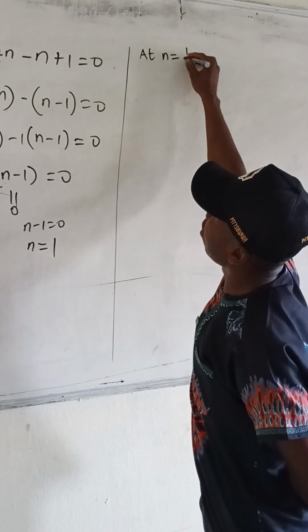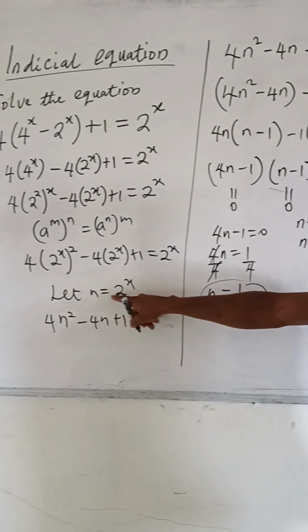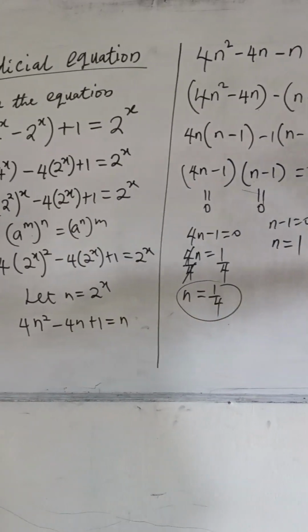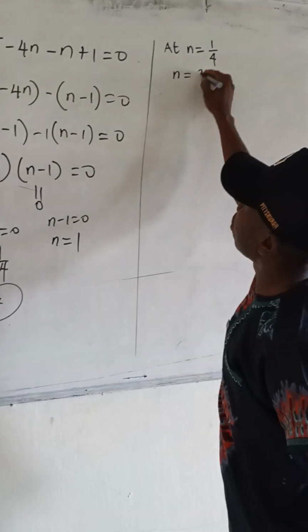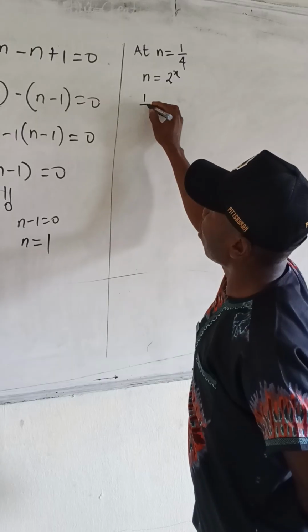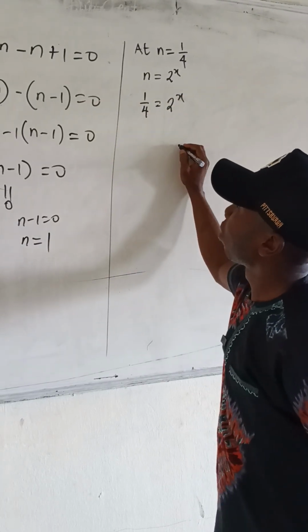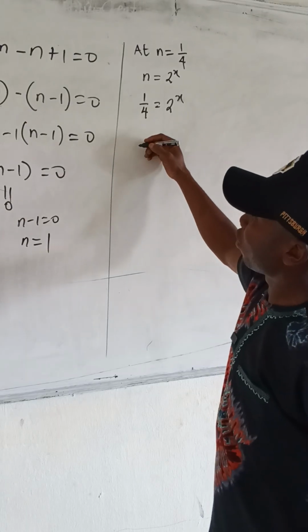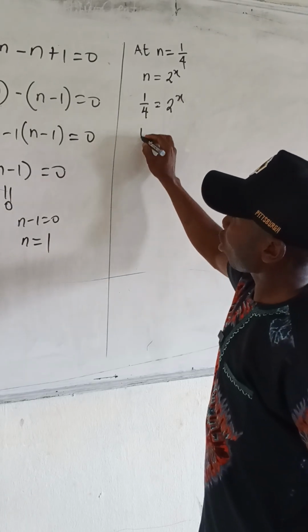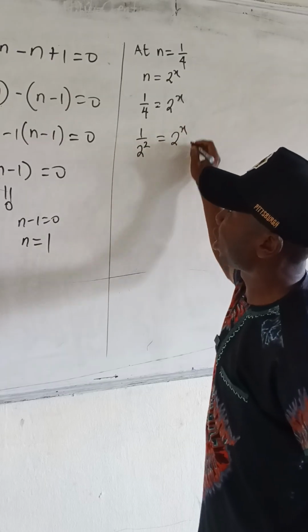At n equals 1 over 4, it means n equals 2 raised to the power of x. Replace this n with 1 over 4. That means you have 1 over 4 equal to 2 raised to the power of x. You know that 1 over 4 is the same thing as what? 1 over 2 raised to the power of 2, right? Which is equal to 2 raised to the power of x.